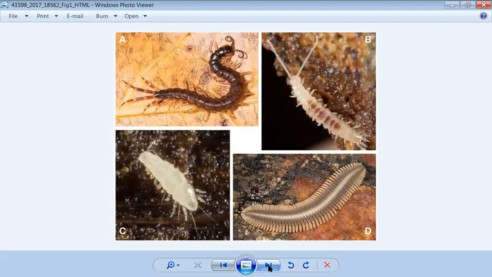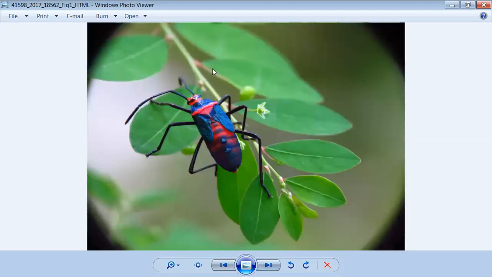Okay, and what are these? Maryam? Myriapods. Why? Because they are divided into segments and they have long bodies. Okay.